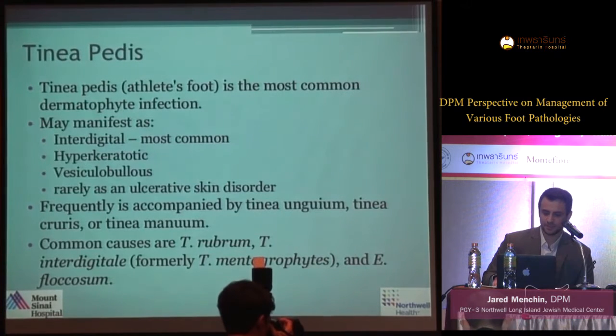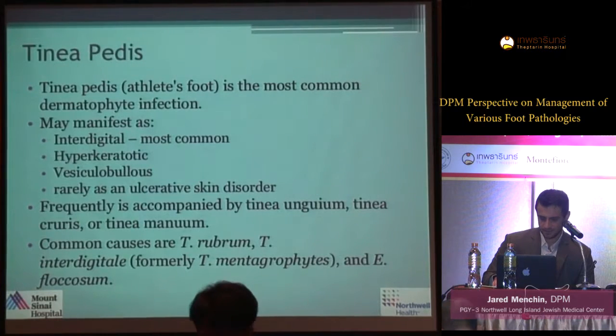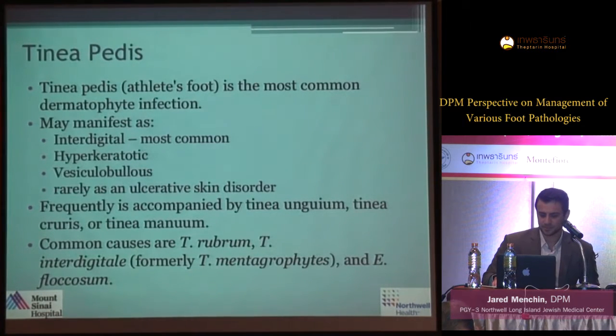Next skin condition is tinea pedis, which is also known as athlete's foot, which is a fungal infection of the skin. This may manifest as interdigital maceration, which is most common. There's a hyperkeratotic type, and there's a vesiculobullous type. Frequently, these are going to be accompanied with other fungal infections. Again, they're going to be caused by the Trichophyton species. So these are going to be important to treat because in a diabetic, their skin is already fragile from the autonomic neuropathy, and if they have a fungal infection on top of that, that increases the risk of fissures, dry skin, just makes it easy for bacteria to penetrate.